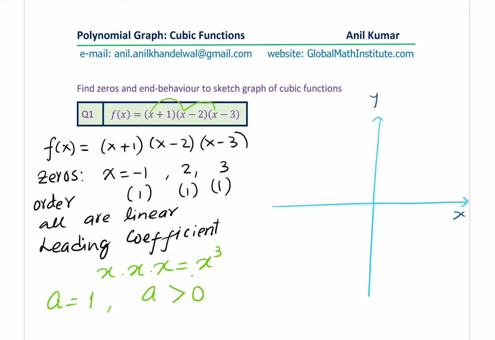Let's mark the zeros to begin with. Zeros are at minus 1, 2, and 3. Let's say this is minus 1 for us, this is 2, and this is 3. I'm going to make very approximate graphs.